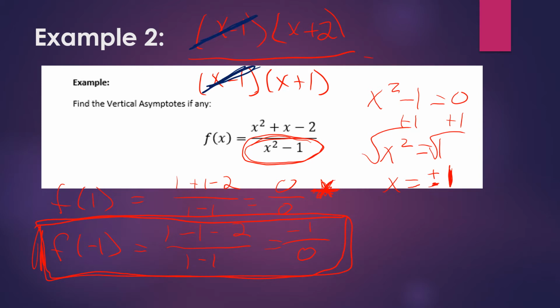And that will tell us that this is really x plus 2 over x plus 1. If I try to plug 1 into this new function up here, I'm going to get 3 over 2, meaning no vertical asymptote for f of 1. So my only vertical asymptote would be here when x equals -1.